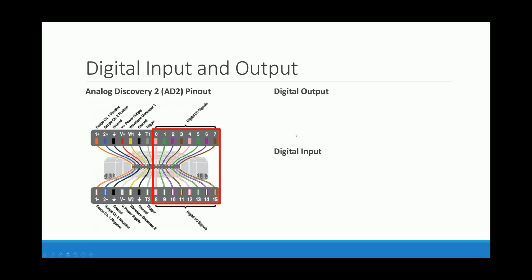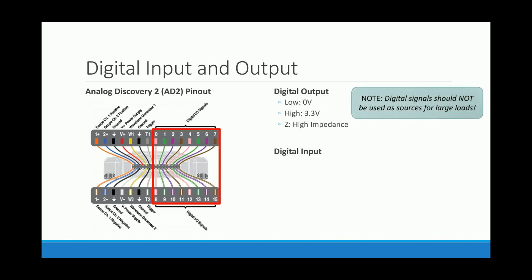Each of these signals can be used as either digital output or digital input. As output, each signal can be set to either 0 volts, 3.3 volts, or high impedance, which we will talk about briefly a little bit later. Note that these digital signals are not intended to source current for large loads. They are good for things like sending signals, driving an LED, or potentially triggering other high current devices or drivers.